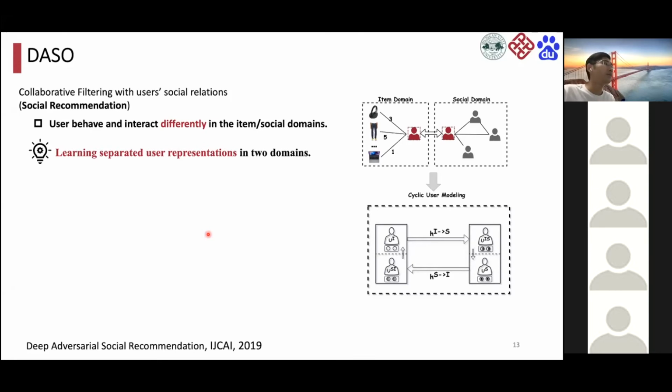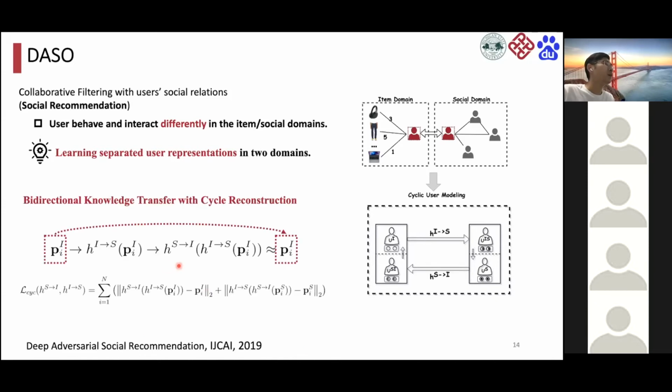To address this issue, we introduce another method, DASO, short for Deep Adversarial Social recommendation, which was proposed in IJCAI 2019. To achieve this goal, they use a bidirectional mapping function with reconstruction between these two domains, such that they can cycle the knowledge between them to progressively enhance the user representations in both domains.